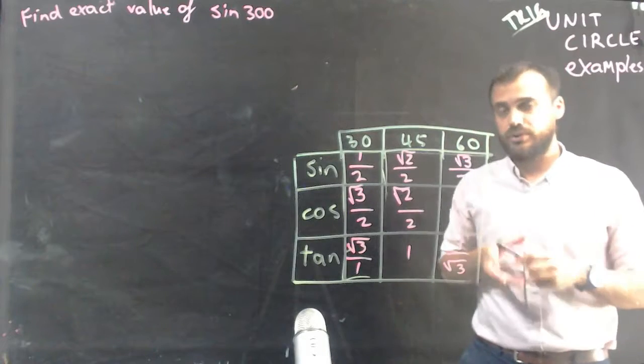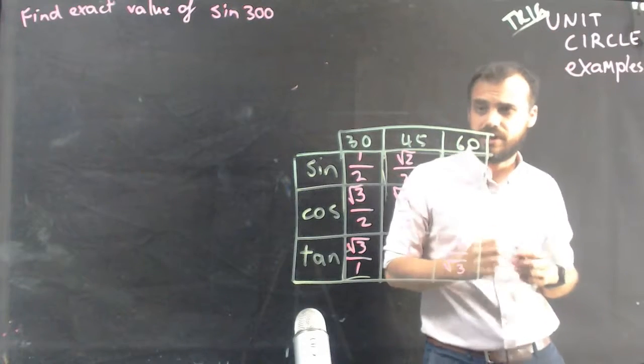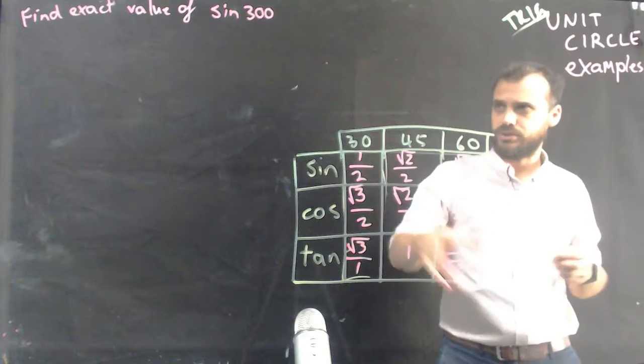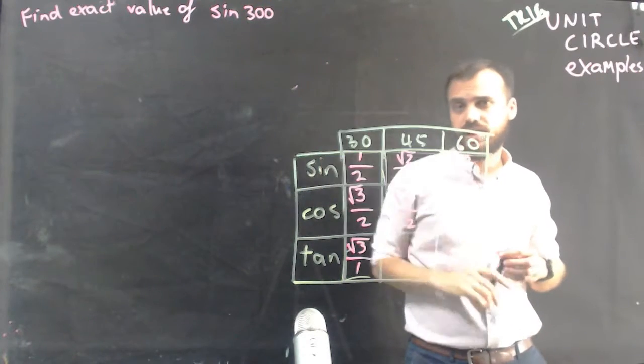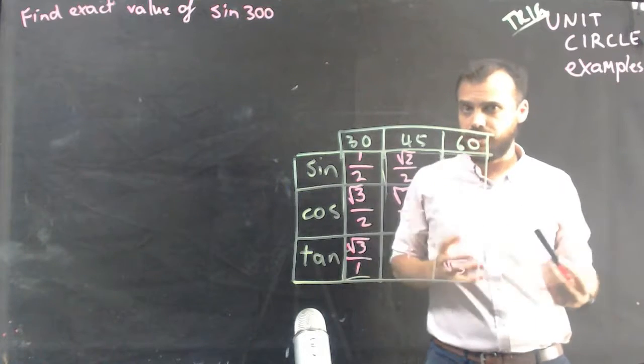So it's okay to be confused at this point, but we're going to go through lots of examples. Still got a table, we're going to use that all the time. We're going to find the exact value of sine 300. How are we going to do it?